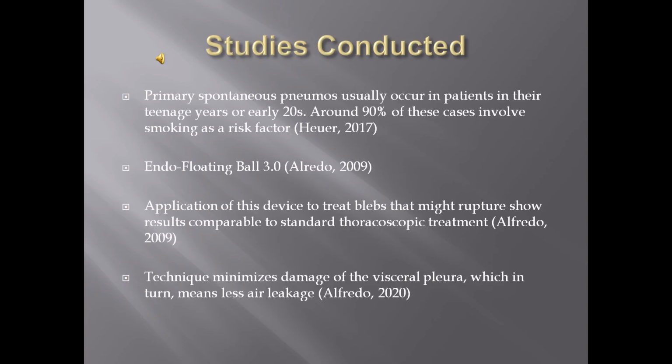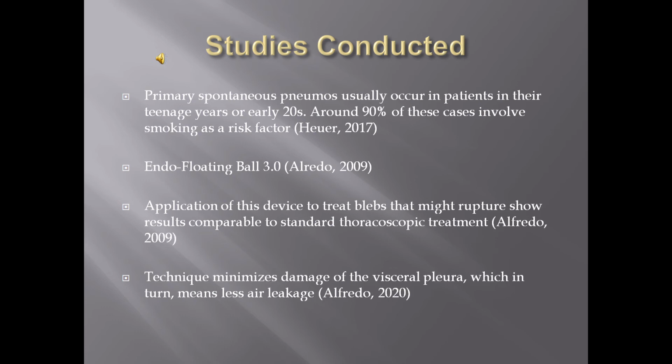Like any other disease or condition, there are a couple of interesting studies that stand out. Primary spontaneous pneumos, or pneumos that occur with no underlying lung disease, usually occur in patients in their teenage years or early 20s. Around 90% of these cases involve smoking as a risk factor. An interesting study of persistent spontaneous pneumos suggests that there is a better procedure than treating thoracoscopically.